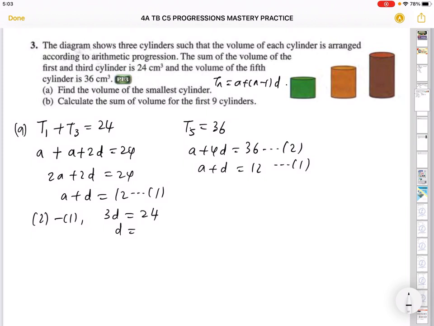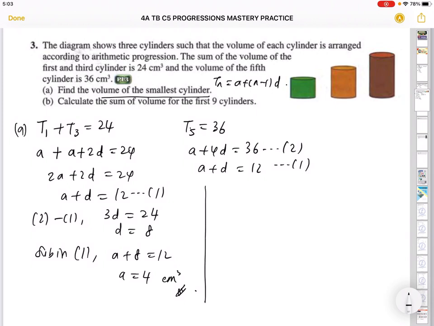d is just 8. So when you sub inside equation, say number 1, a plus 8 is 12, a is just 4. So the volume of the smaller cylinder is just 4 cm cubed. Yeah, you don't even have to write the unit.